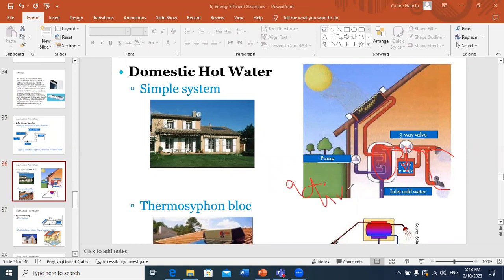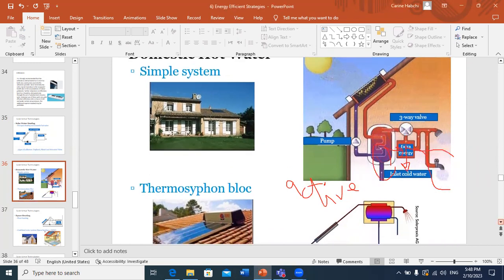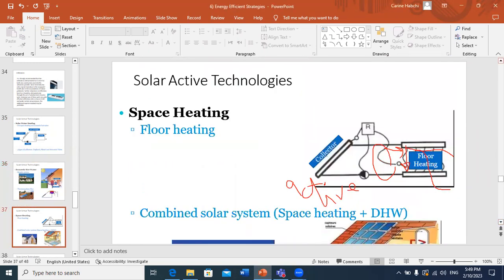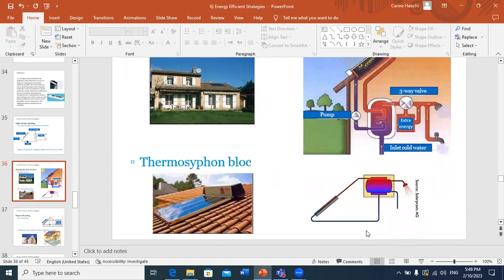A passive system is the thermosiphon block. So it relies on thermosiphoning effects. What we mean by this is you rely on density differences to circulate your water. So as you can see here, when you heat your water, as the temperature increases, the density will decrease. And because of this density decrease, this will lead to motion due to buoyancy effect. Because denser particles will tend to move down and lighter particles will tend to move up. So this will help in circulating water within this system.